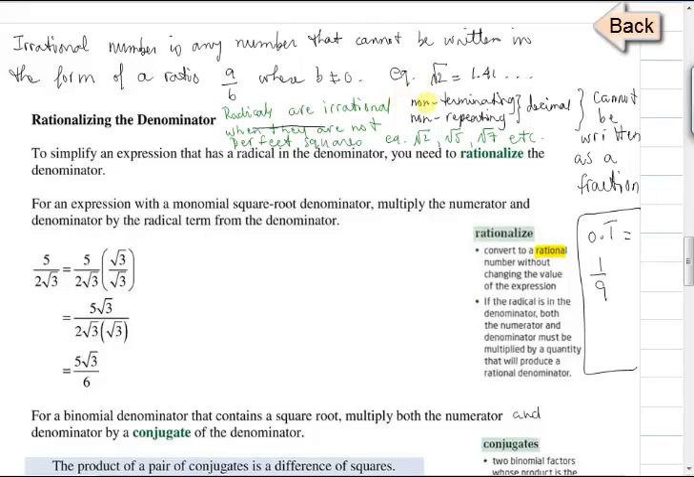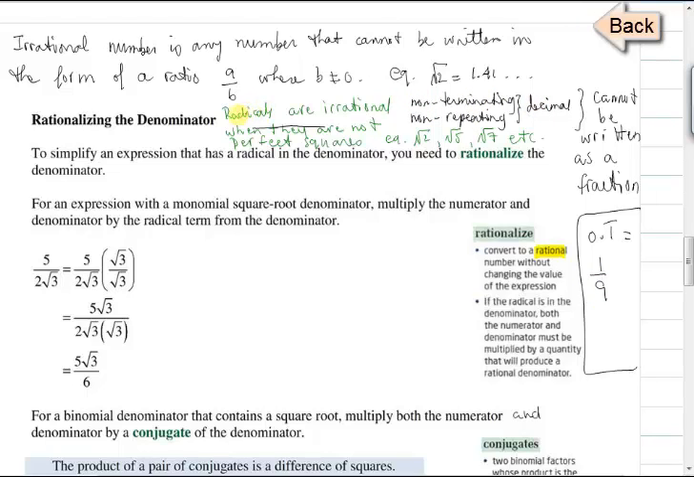You should note that 1.41... is a non-terminating and non-repeating decimal. When you have a non-terminating and non-repeating decimal, it cannot be written as a fraction. Now, if you did have a repeating decimal, for example 0.1 repeating, you can write that as a fraction because that's equal to 1 over 9. Just not non-terminating and non-repeating decimals.